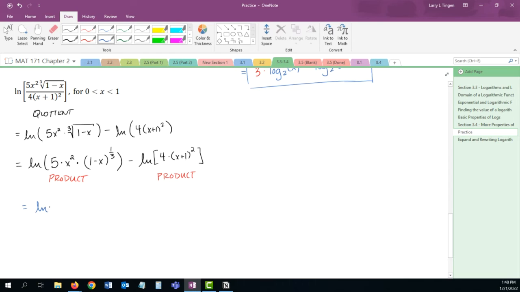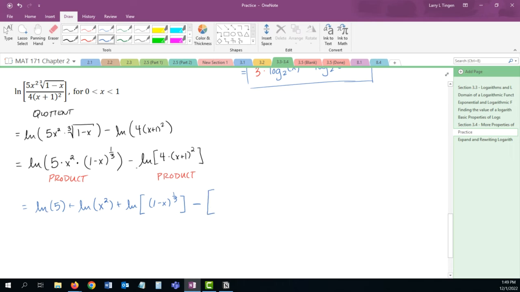So the first one is the natural log of 5 plus the natural log of x squared plus the natural log of, I'm going to do brackets here so that we don't have parentheses overlapping, 1 minus x to the 1/3. So that's the entire first term. That natural log of the numerator got broken up into 3 additions, right? Use the product rule 3 times.